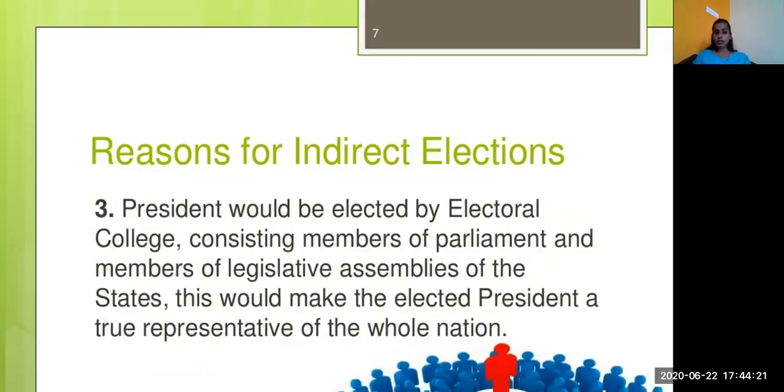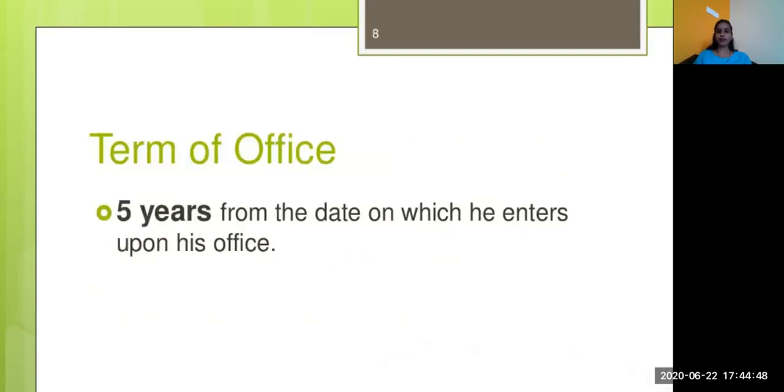Now we want a president who will be representing India as a whole, not only a particular state, not a particular party. Hence, when this electoral college collaboratively elects the president and vice president of India, he represents the entire nation and not a particular state or a particular party. Those are the few reasons why he is elected indirectly.